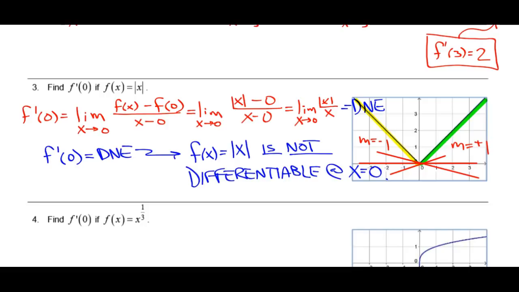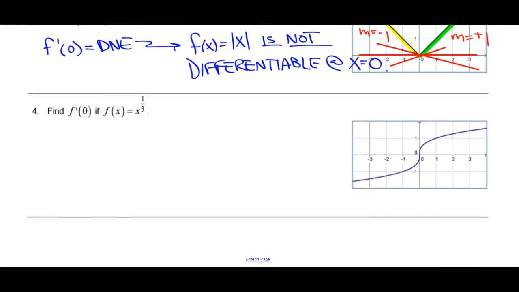What I want you to do now is go through example 4. See if you can come up with f prime of 0 for x to the 1/3 power. By the way, in case you forgot, x to the 1/3 power is the cube root of x. Your work should look something like this.